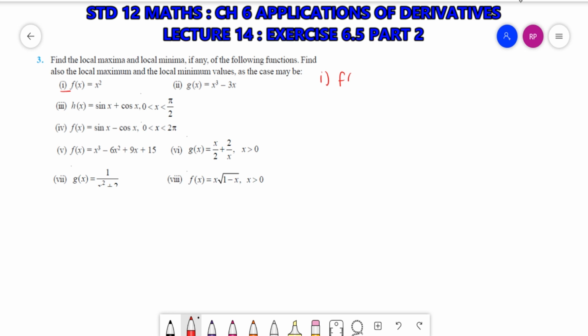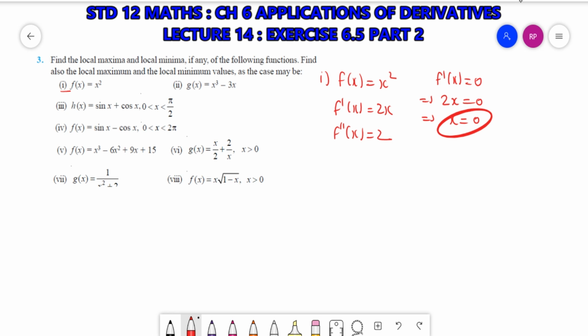First, f(x) is equal to x squared. So the steps: first find f dash x, that is 2x. F double dash x, that is 2. This is our step 1. Now let's find the critical point. The critical point is the point where f dash x is equal to 0. That implies 2x equal to 0, that implies x is equal to 0. So this is our critical point.